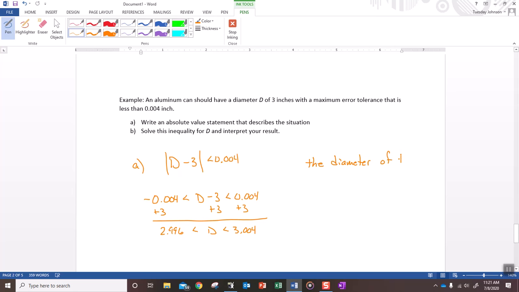of the can may be anywhere from 2.996 inches to 3.004 inches. So there's a little bit of variance in the cans, but not that much. That's why they almost always stack nicely.